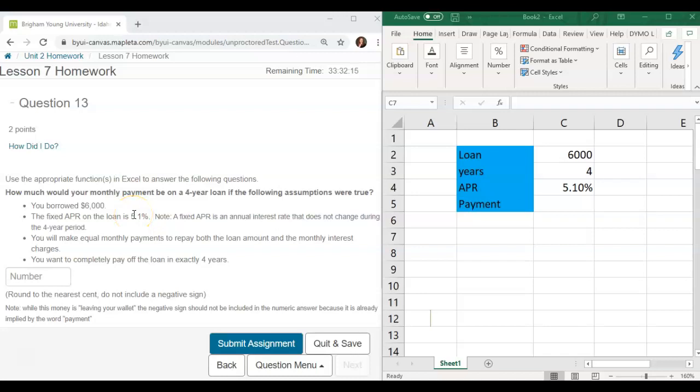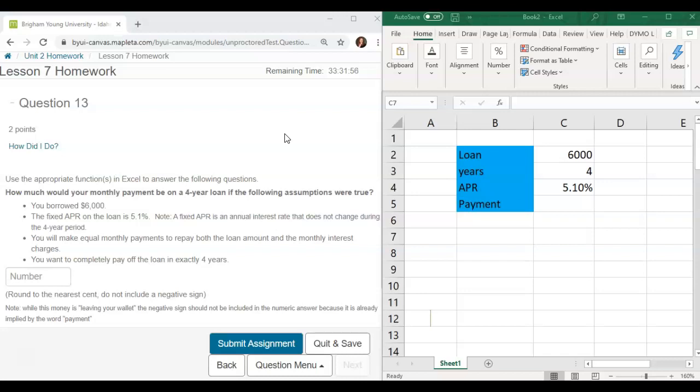Lesson 7 homework question number 13. Use the appropriate functions in Excel to answer the following questions. How much would your monthly payment be on a 4-year loan if the following assumptions were true? You borrowed $6,000. The fixed APR on the loan is 5.1%.